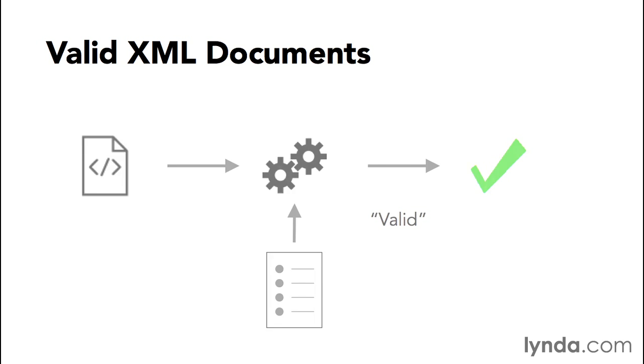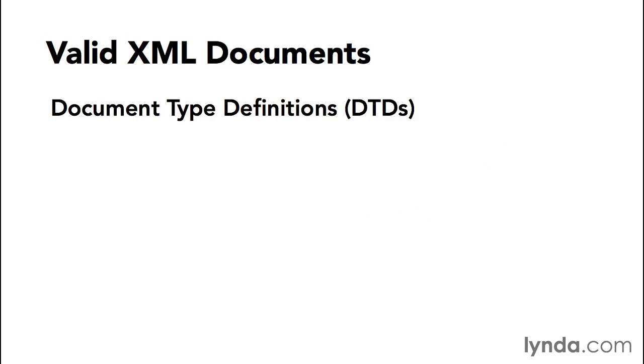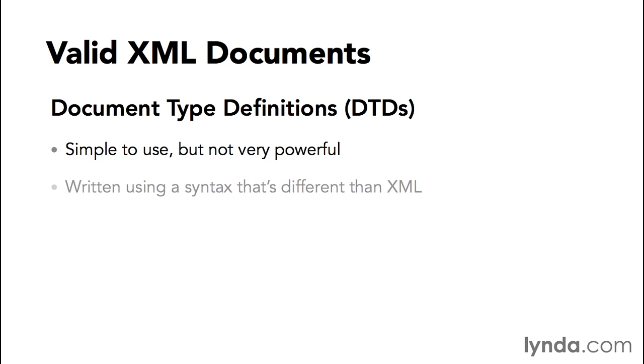There are two ways to do this. The first way is called document type definitions. The second way is called XML schema. Document type definitions are simple to use, but they're not very powerful. They give you basic ways of making sure that certain content meets basic rules. They're written using a syntax that's somewhat different than XML. It's similar, but it's not exactly the same.